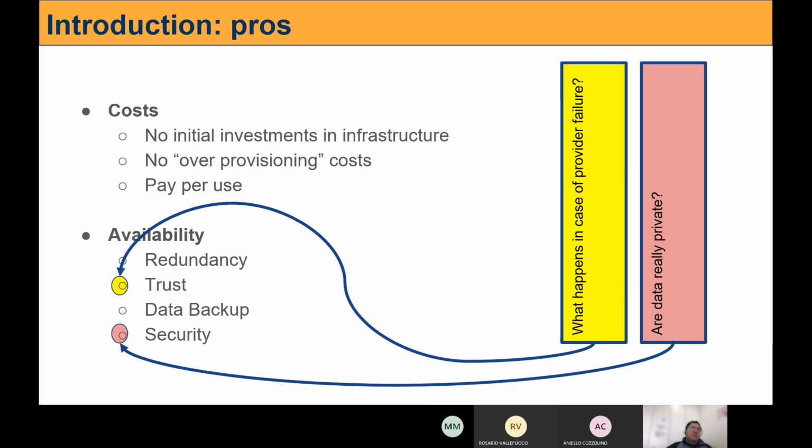Costs. Why costs? As I told you, there's no need for initial investments. We don't have to pay for the infrastructure. Let's say during this class, each one of you, or a group of you, has an idea that could be a business idea. And that's the scenario. You don't have the initial money to invest in infrastructure. That doesn't exist anymore, because you pay per use. If you need one server, you buy one server. If you need two servers, you buy two servers.